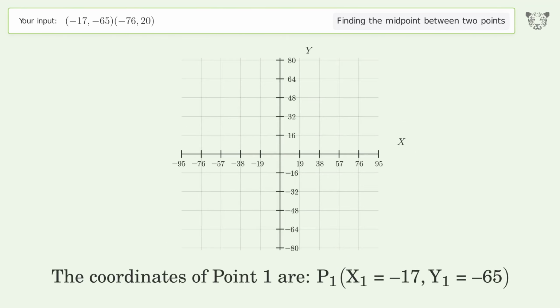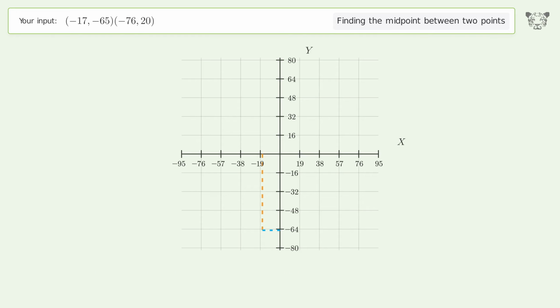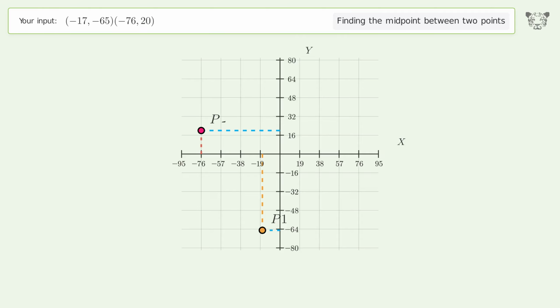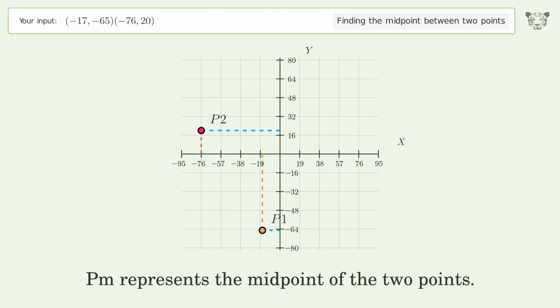The coordinates of point 1 are x1 equals -17, y1 equals -65. The coordinates of point 2 are x2 equals -76, y2 equals 20. PM represents the midpoint of the 2 points.